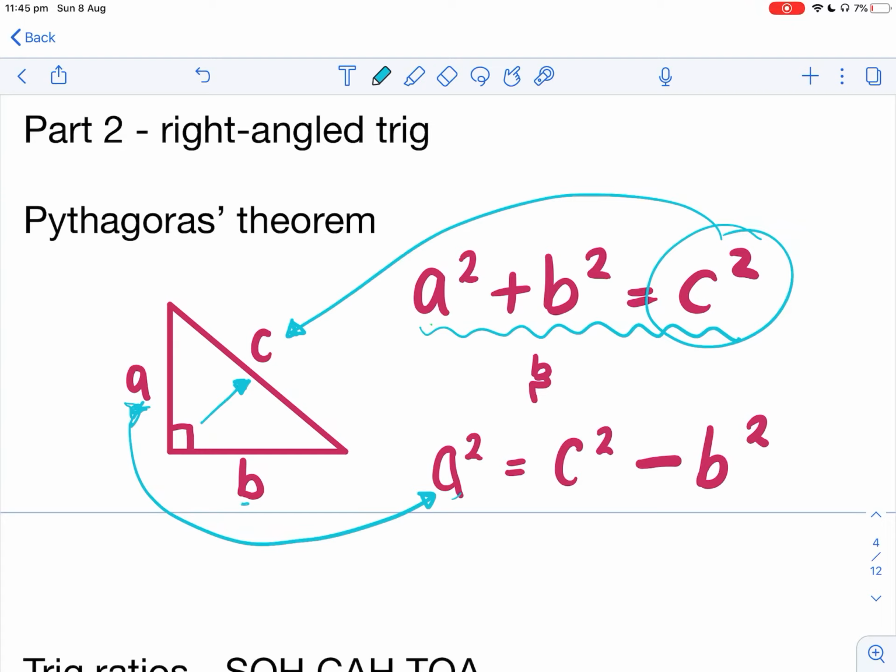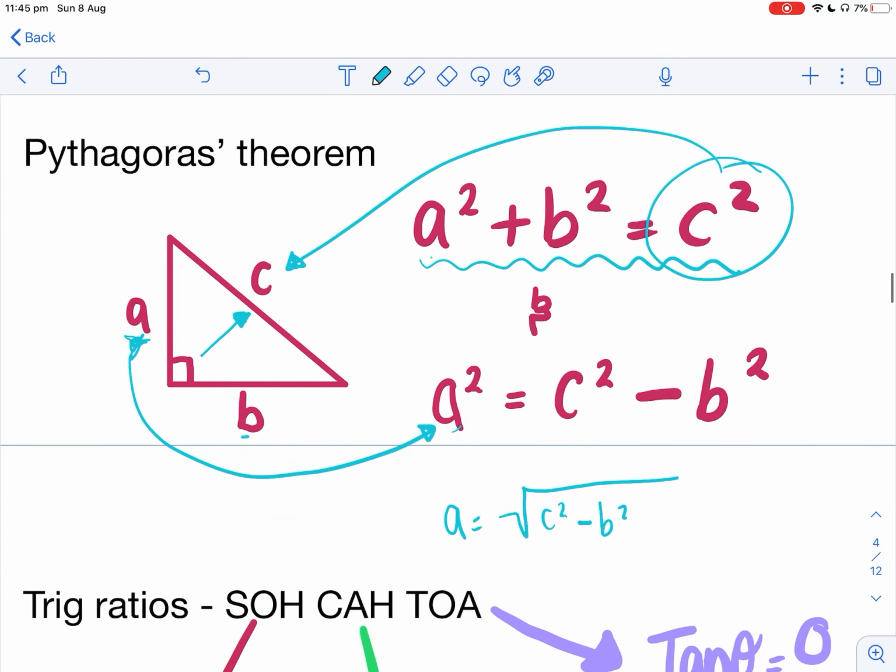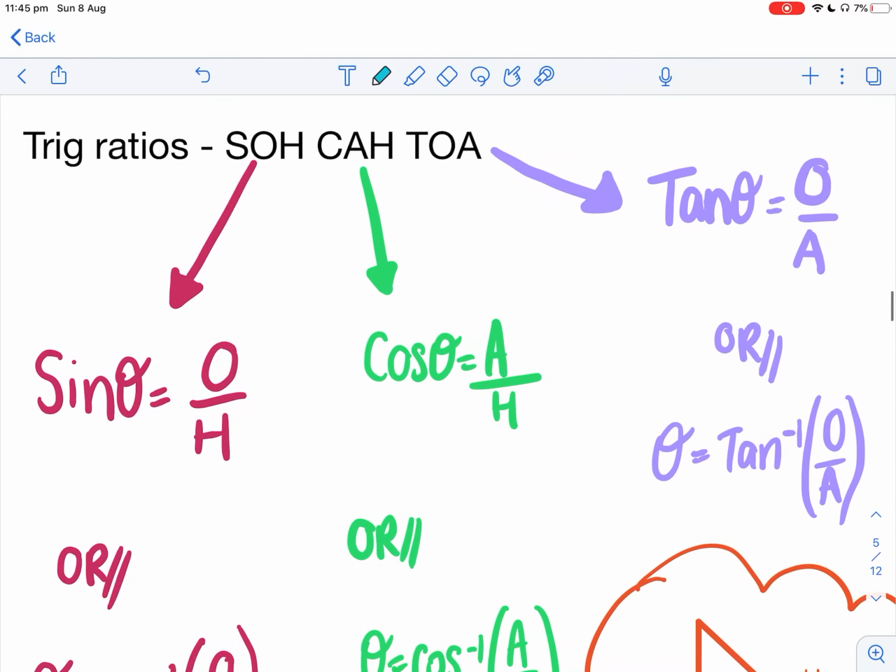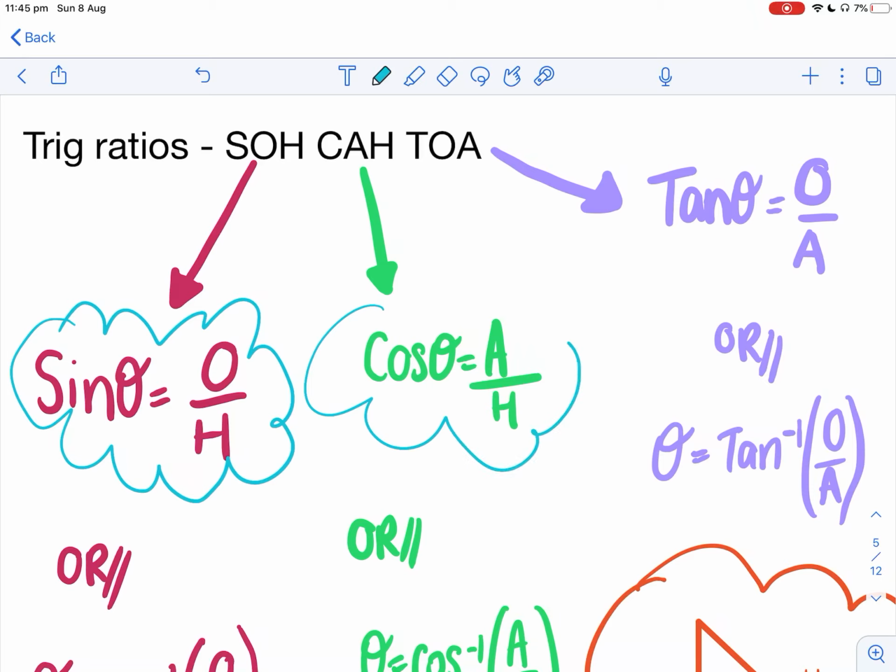Now remember, with Pythagoras, the last step is to take the square root. So if you're looking for a, it would be the square root of c squared minus b squared. The next thing you need to know is your three trig ratios. So we've got here sine theta equals opposite over hypotenuse. Then we've got cos theta equals adjacent over hypotenuse, and tan theta equals opposite over adjacent.